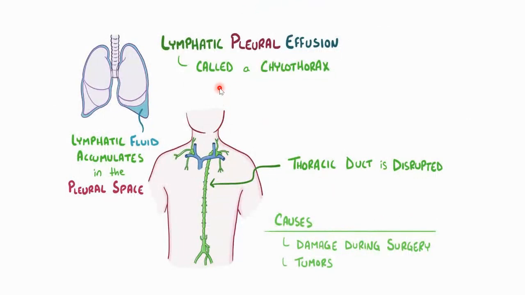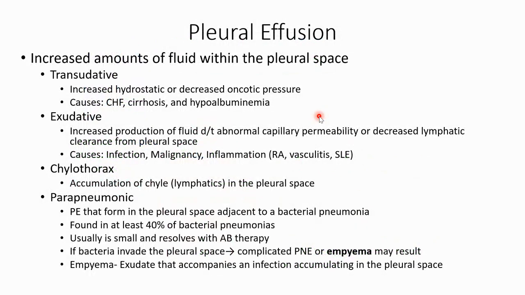So there's another one called a chylothorax, or a lymphatic pleural effusion. Lymphatic fluid accumulates in the pleural space because the thoracic duct is disrupted. The most common cause of a chylothorax is damage to this thoracic duct, and so the thoracic duct can't drain that lymph from that pleural space. It gets damaged because of some kind of surgery. And another thing would be tumors. They could compress, like maybe a mediastinal tumor that can compress that thoracic duct and just kind of compress it shut.